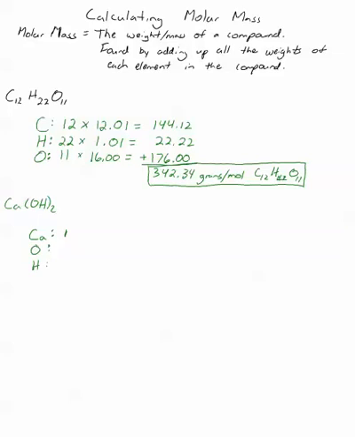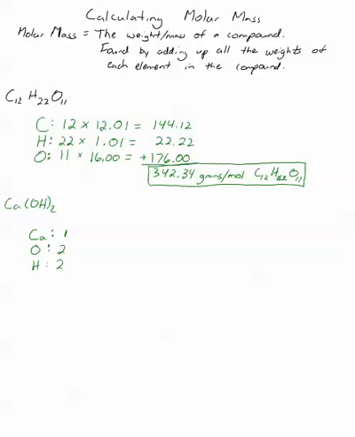How many oxygens? Well, there's no number below that oxygen, but remember, if there is a number outside the parentheses, you have to multiply by that. So we have 1 times 2, which gives us a total of 2 oxygens. Hydrogen, again, we have no number below it, so there's 1, but we have to multiply by the number outside the parentheses, so we have 2.